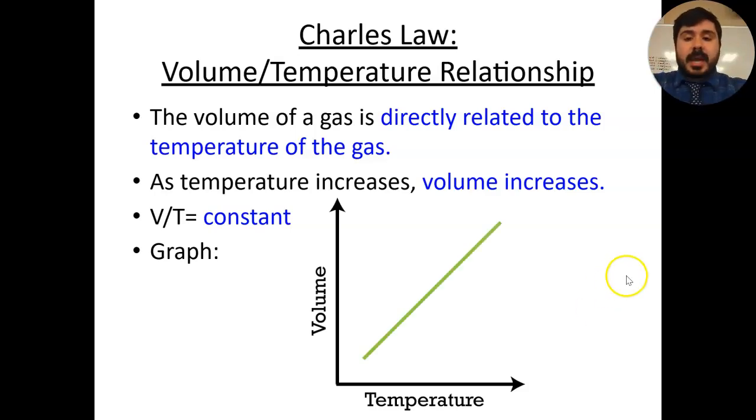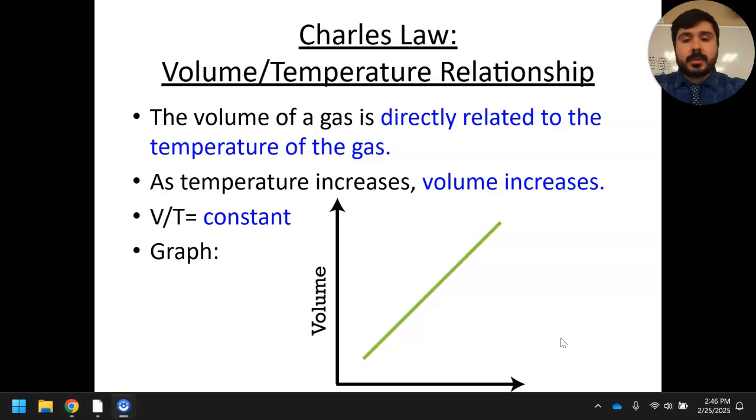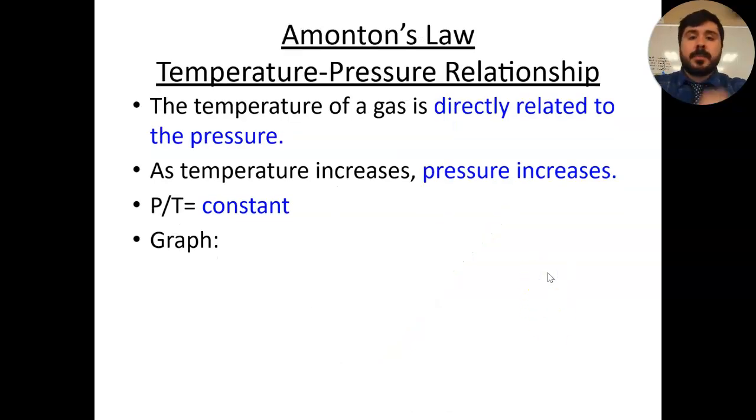In this particular case, this is the new graph we've got. Volume is the y-axis, temperature is the x-axis. This green line shows the direct relationship between temperature and volume. As temperature increases, the y-axis also goes up, which means volume is also increasing. So temperature increases, volume also increases.